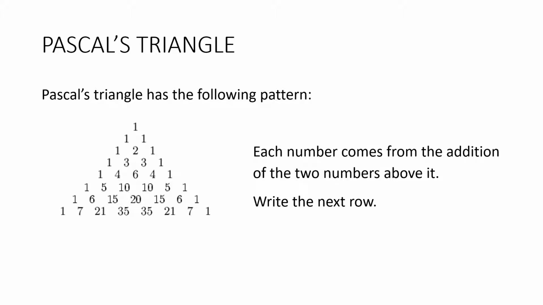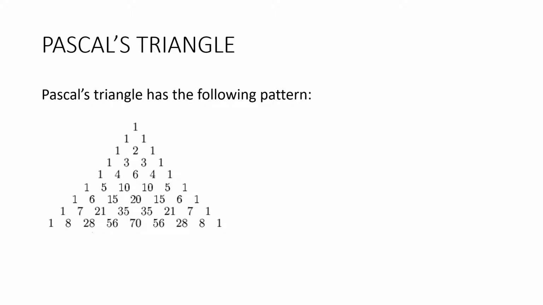So if we want to write the next row, it's going to be 1, then 8, then 28, then 56, 70, and then it repeats. It goes back, so it is symmetrical. And these happen to be the coefficients for those expansions. So remember, one of the ones we had was x plus y all cubed, and it was x cubed plus 3x squared y plus 3xy squared plus y cubed.